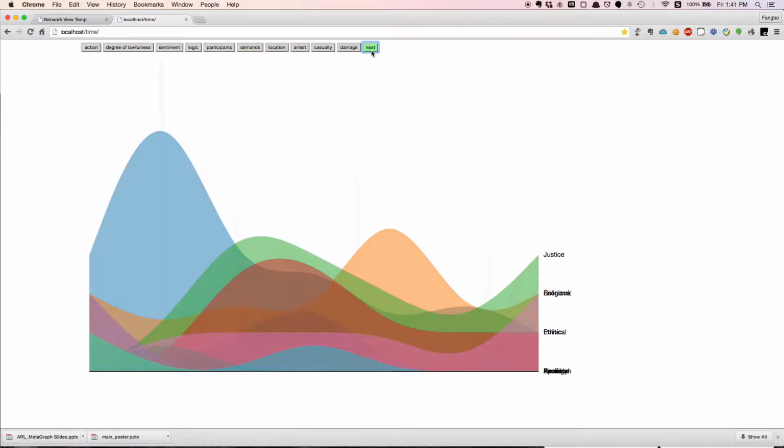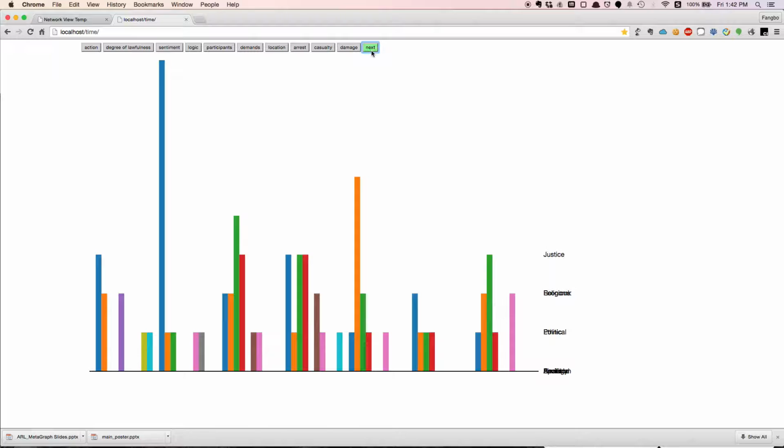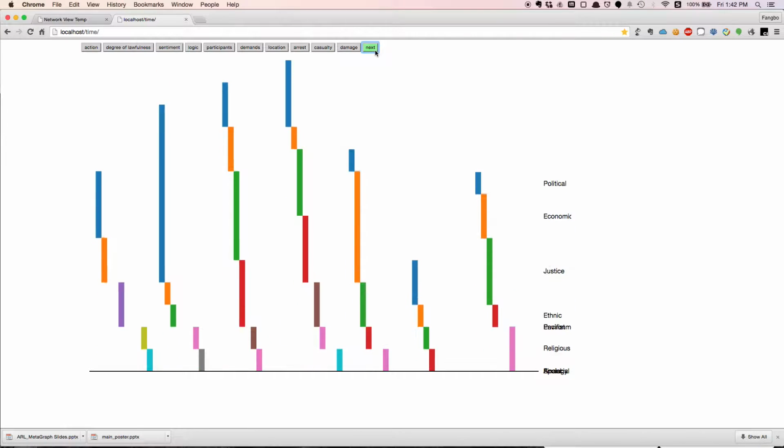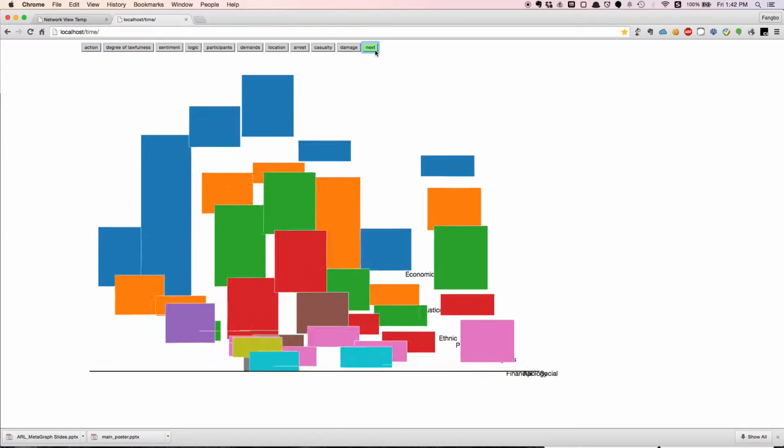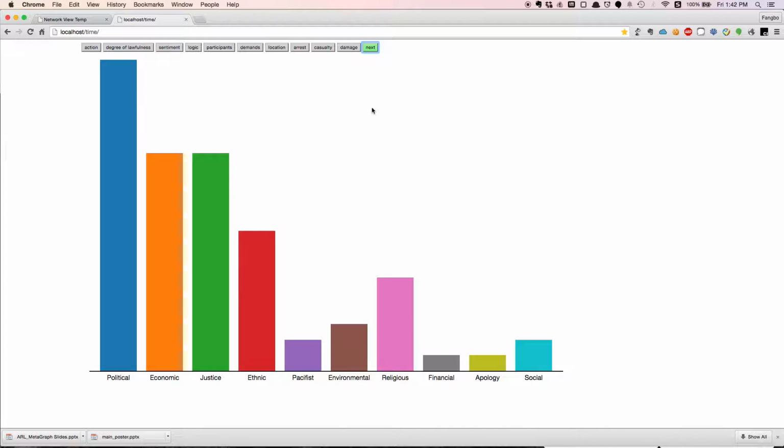If we keep clicking next, we see another view showing the distribution of different demands in different time buckets. These are the time buckets here, and each time bucket denotes about 3 months. If we click next, there is another view showing the breakdown. Then if we click next, we aggregate all the demand values over time by their demand type. Here we can see that over the period of 2 years, political demands have the highest frequency, followed by economic, justice, ethic, and pacifist.